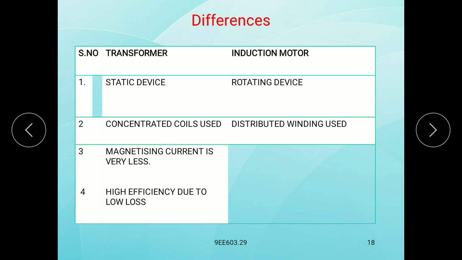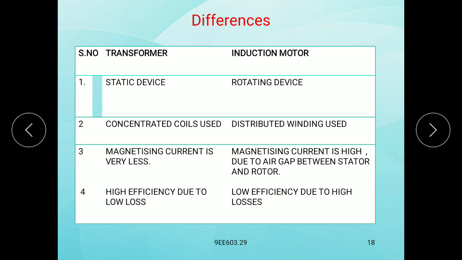The third one is magnetizing current. For the transformer, the magnetizing current is very less. Here, in the induction motor, the magnetizing current is high due to the air gap between the stator and rotor. For the air gap, it takes more magnetizing current.